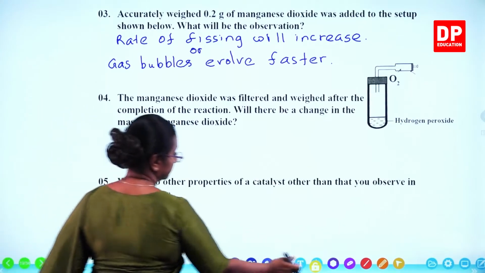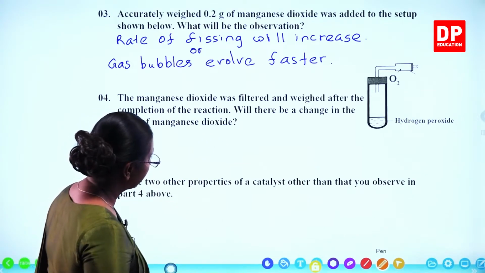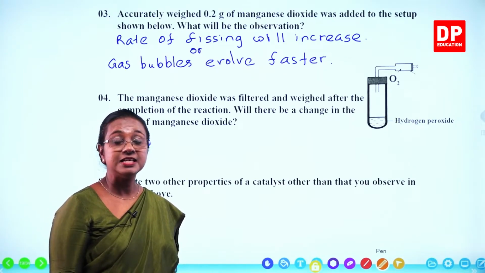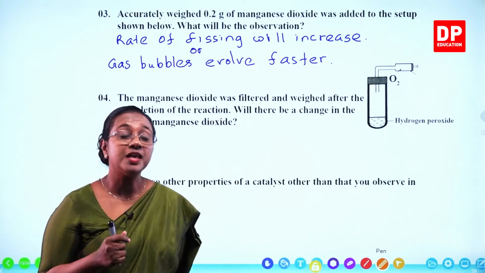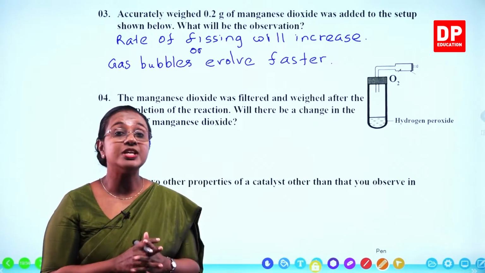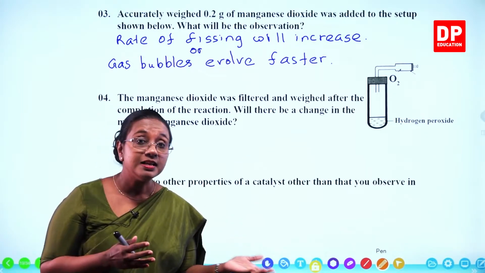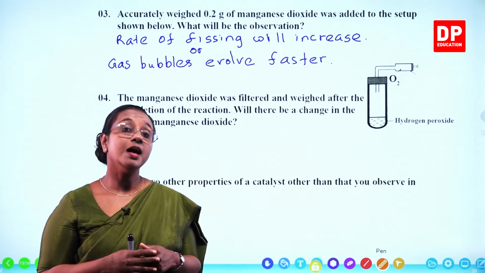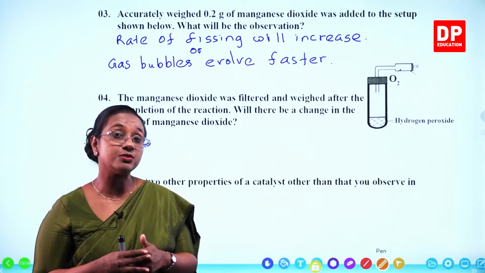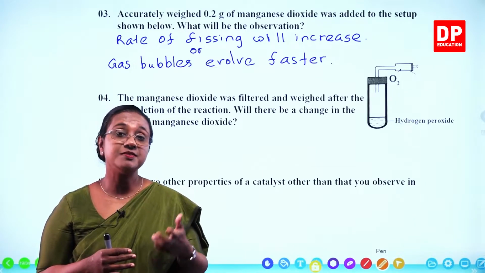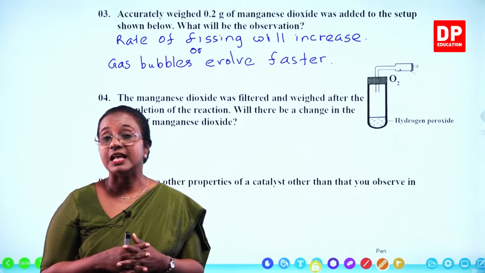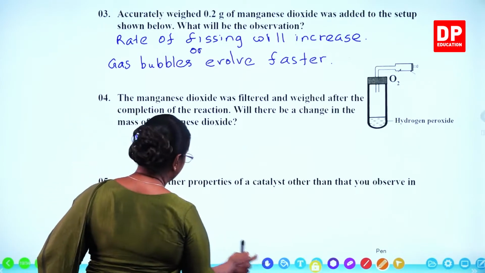Then the next one. Write two other properties of a catalyst other than that you observed in part 4 above. What are the other two properties of a catalyst? There are actually three properties. Catalyst is specific to a particular reaction. Now you all remember porous iron is used in the manufacture of ammonia, whereas nickel is used in the manufacture of margarine. Like that, manganese dioxide is specific to the reaction of hydrogen peroxide, dissociation of hydrogen peroxide. So, catalyst is specific to a particular reaction, and also a very small amount is more than enough to catalyze a reaction. So, those are two properties that you can write for a catalyst.